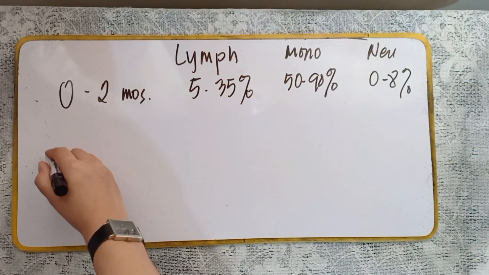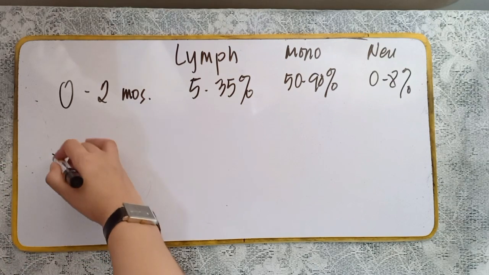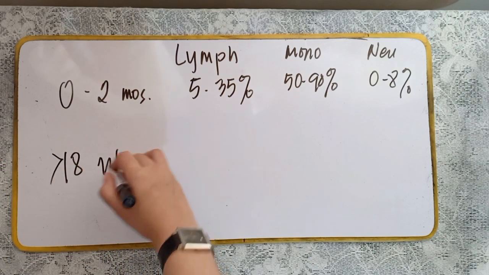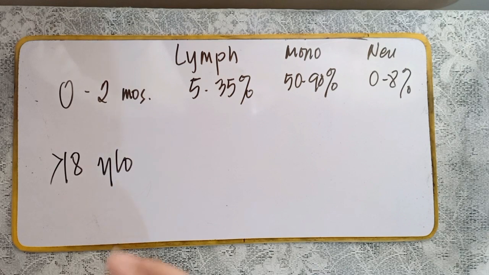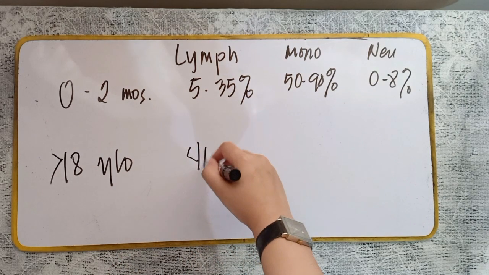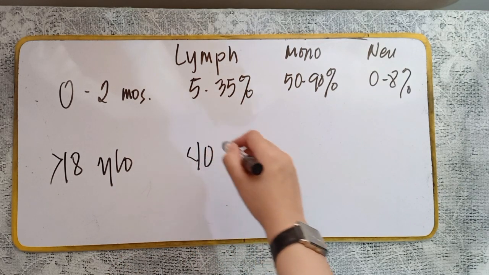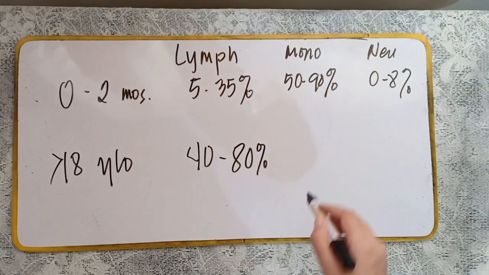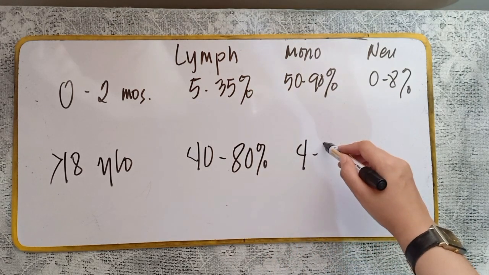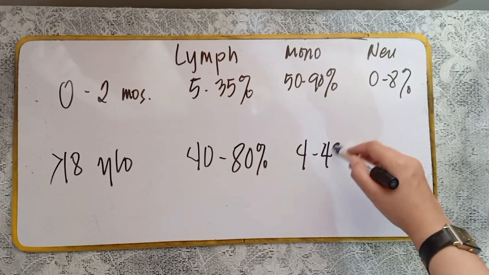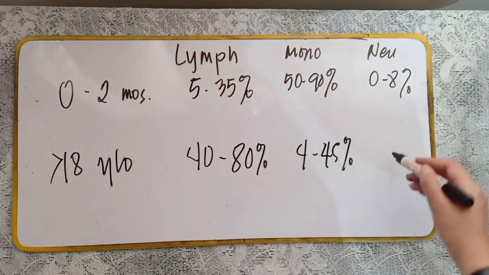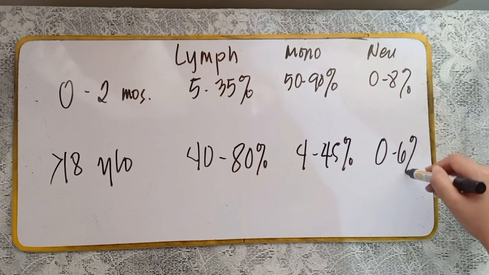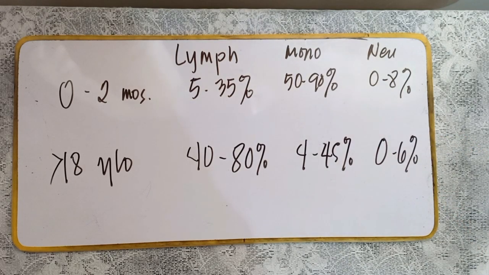And then for the adults naman, adults kapag mga more than 18 years old, their normal lymphocytes is approximately 40 to 80%. And then for their monocytes, usually mas mababa na, 4 to 45%. And then for neutrophils, 0 to 6%.